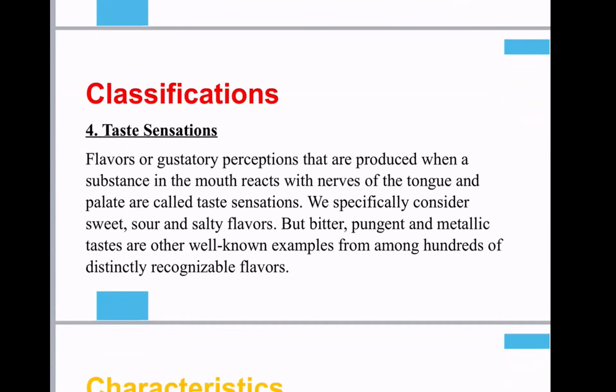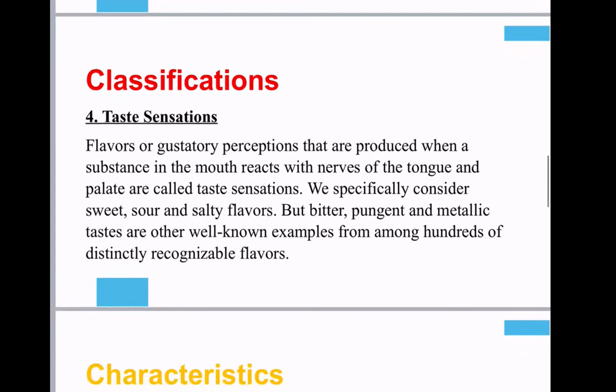The fourth one and the last, flavors or gustatory perceptions that are produced when a substance in the mouth reacts with the nerves of the tongue and palate are called taste sensations. We especially consider sweet, sour, and salty flavors, but bitter, pungent, and metallic tastes are other well-known examples among hundreds of distinctly recognizable flavors.